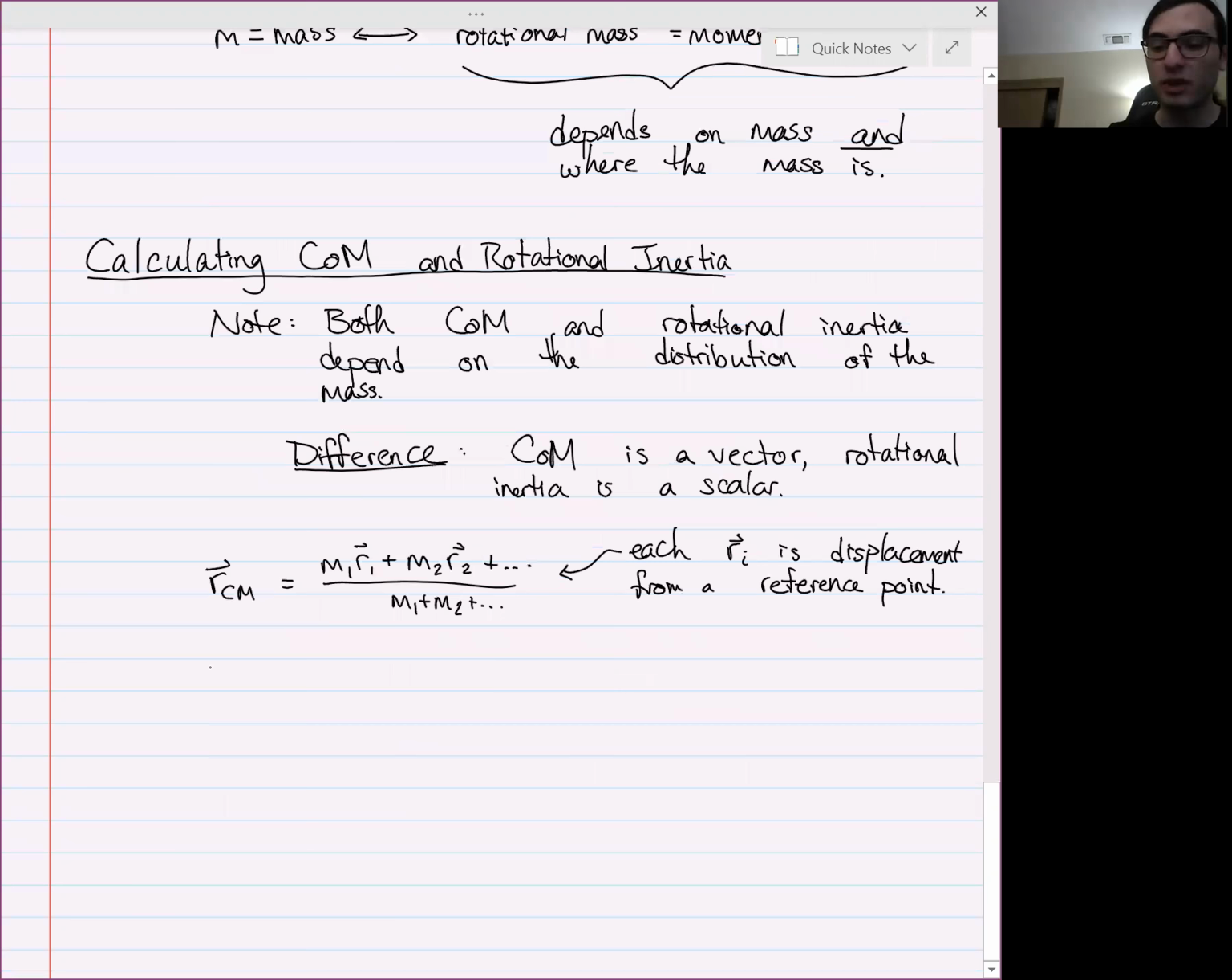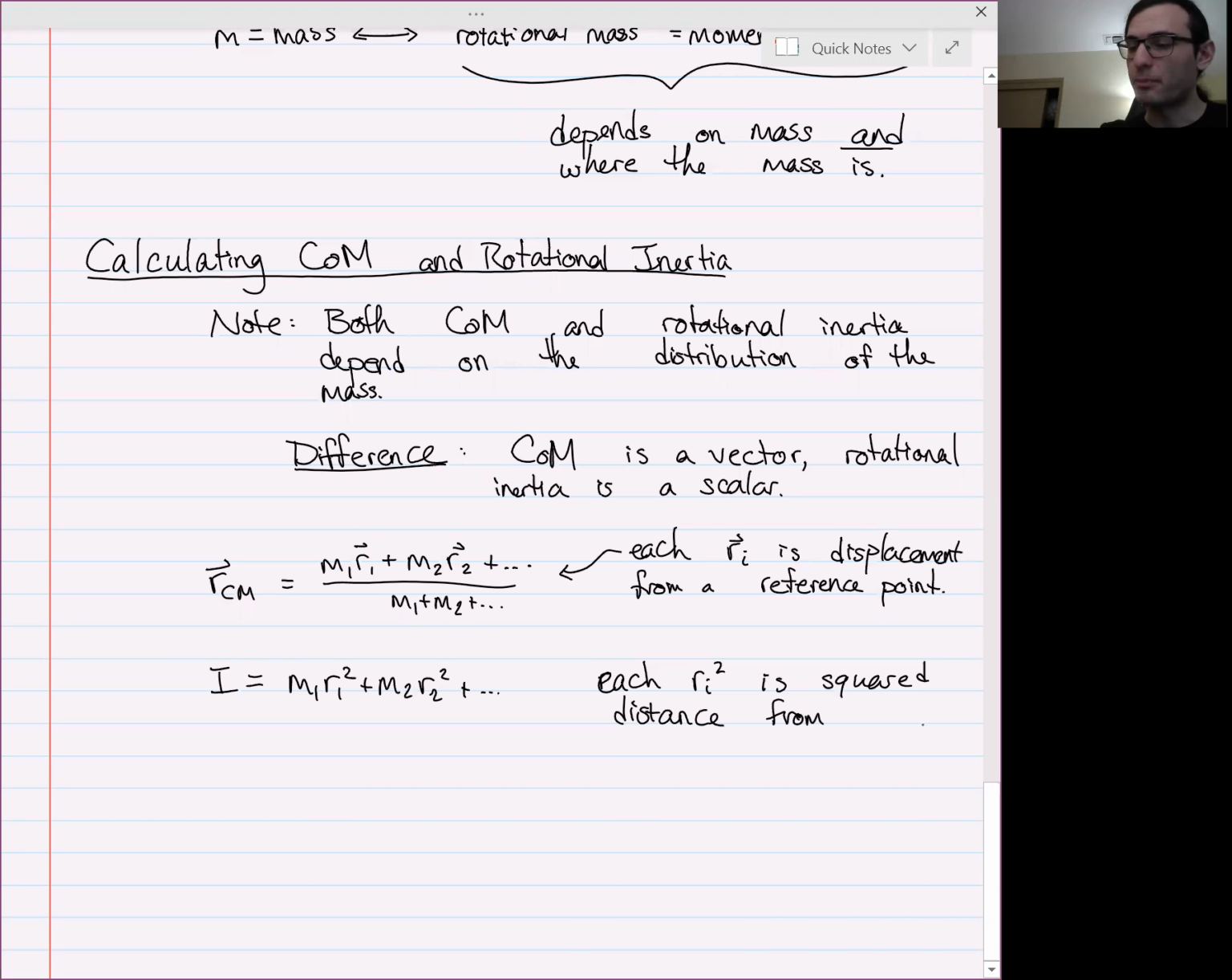And when we calculate moment of inertia, which I just showed you how to do, the moment of inertia is m1 r1 squared plus m2 r2 squared plus ... And again, each ri, in this case they're ri squared, so we don't have to worry about what direction it's in. This is the squared distance from a reference point. Now, just as an aside, that reference point is usually the axis of rotation.